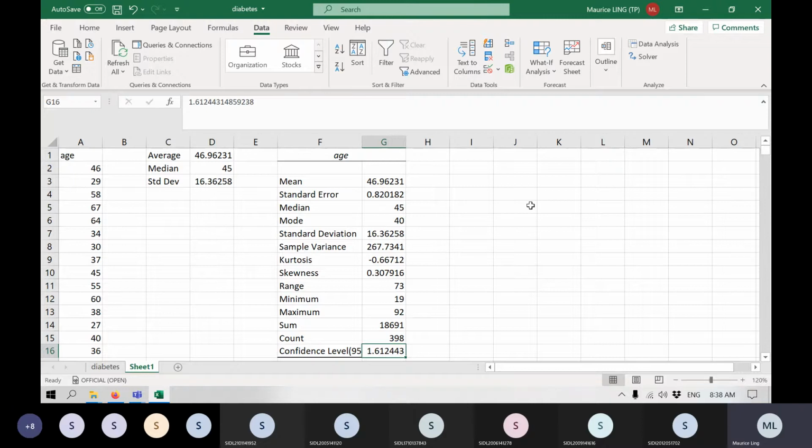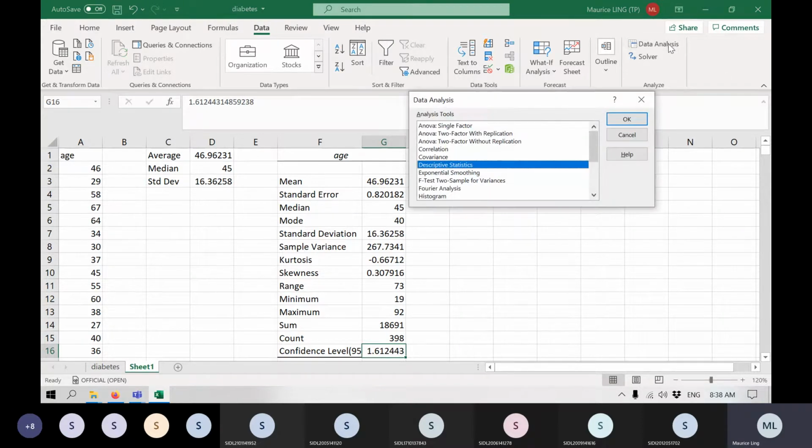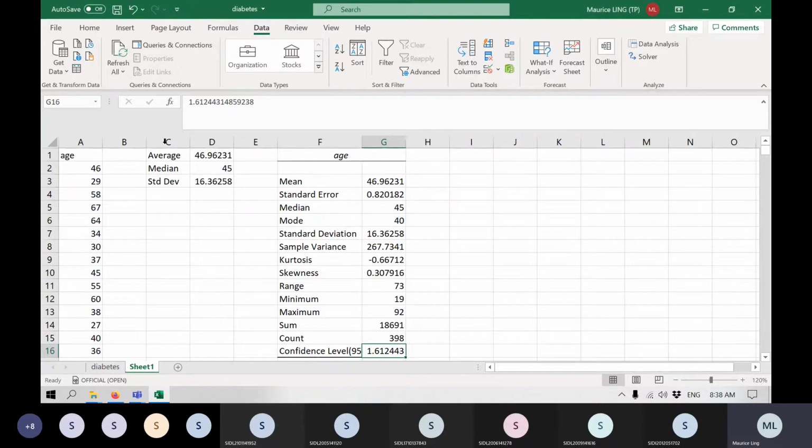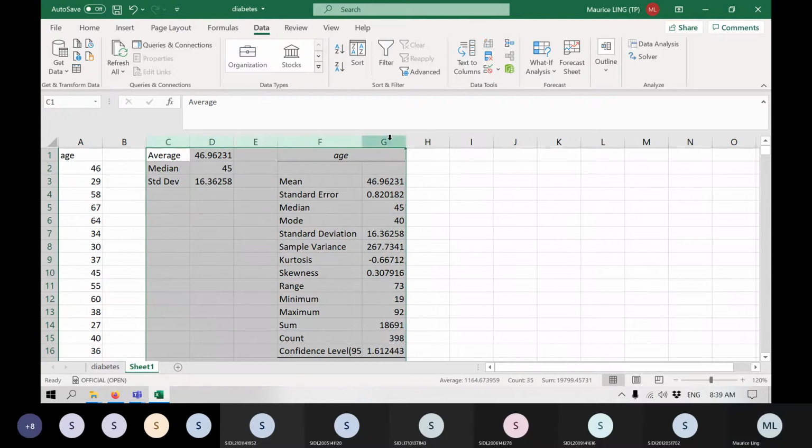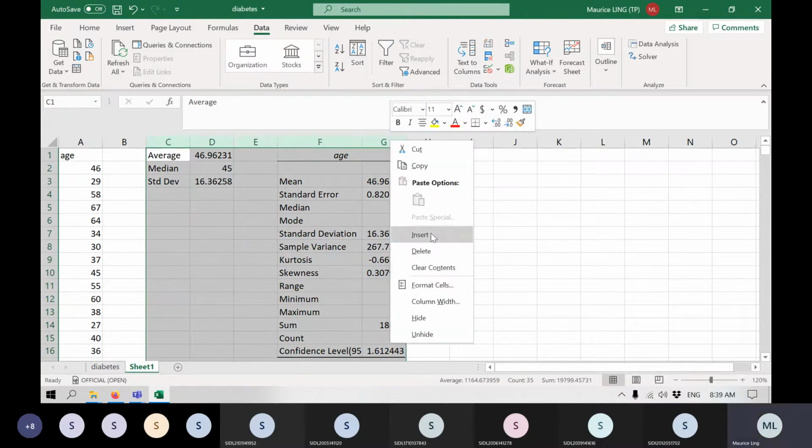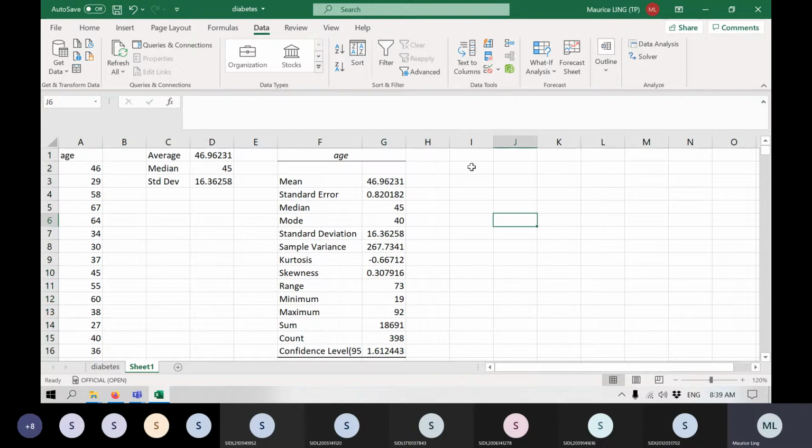Now, there's actually one more thing that you can do in this data analysis step, which is quite useful. Most of the time you want to plot a histogram, but this histogram function is pretty difficult to use, so normally I will not do it. So how do I plot a histogram? To plot a histogram, I will need to have my bins first, and my frequency.